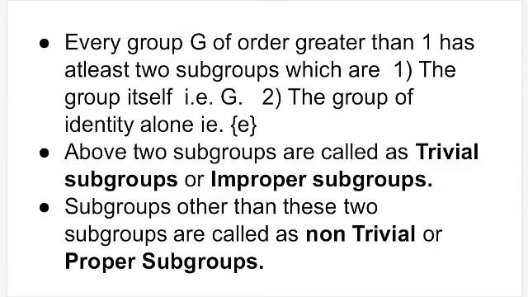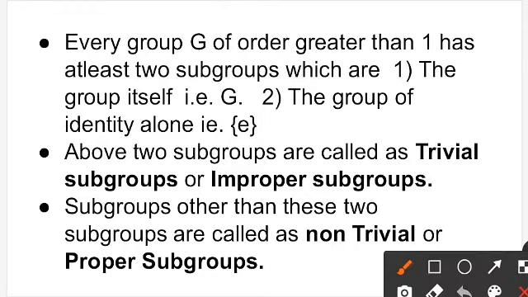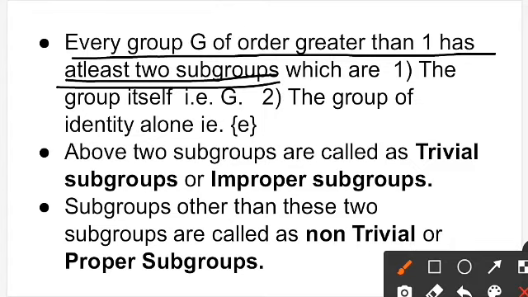Let's go next. Every group G of order greater than 1 has at least two subgroups. This is a very important thing. Remember this forever: these are the group itself and the group of the identity alone, that is {e}. Okay, these two subgroups are called trivial subgroups or improper subgroups, and the subgroups other than these two are called non-trivial or proper subgroups.